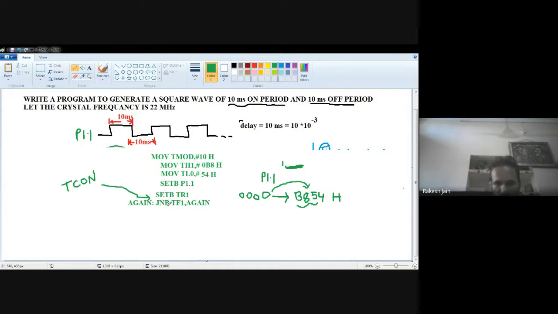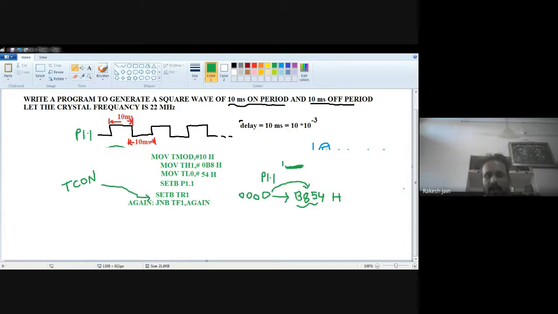Till it is set, it will jump to AGAIN. For example, 0000. Now it will count 0001, but the flag is not set, so again go to jump. Again go to the AGAIN location. So JNB TF1, again it will count from 0001 to 0002, but it is not equal to the maximum value. That's why again go to, then again go to, and this continues.